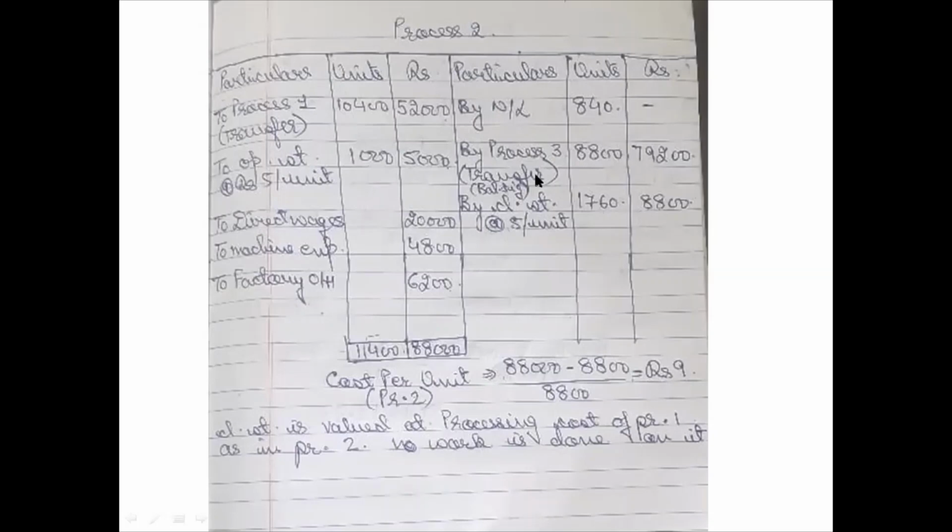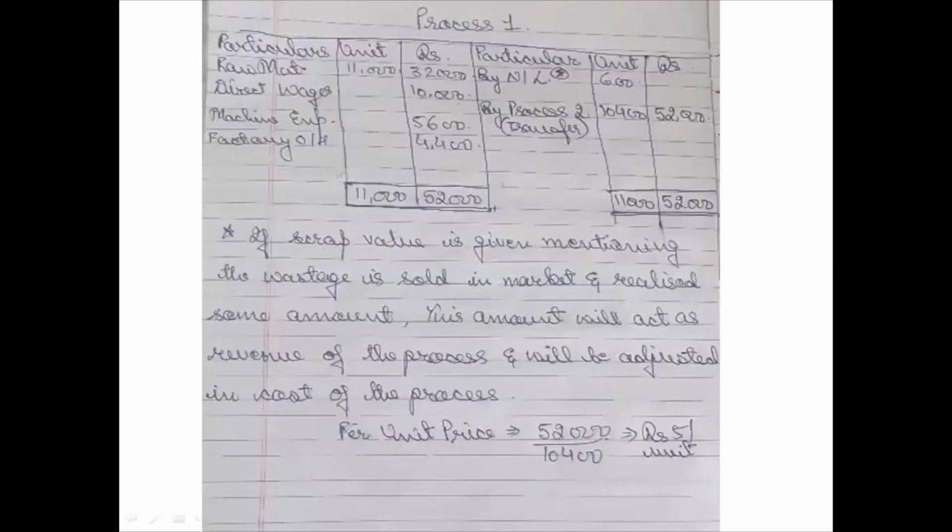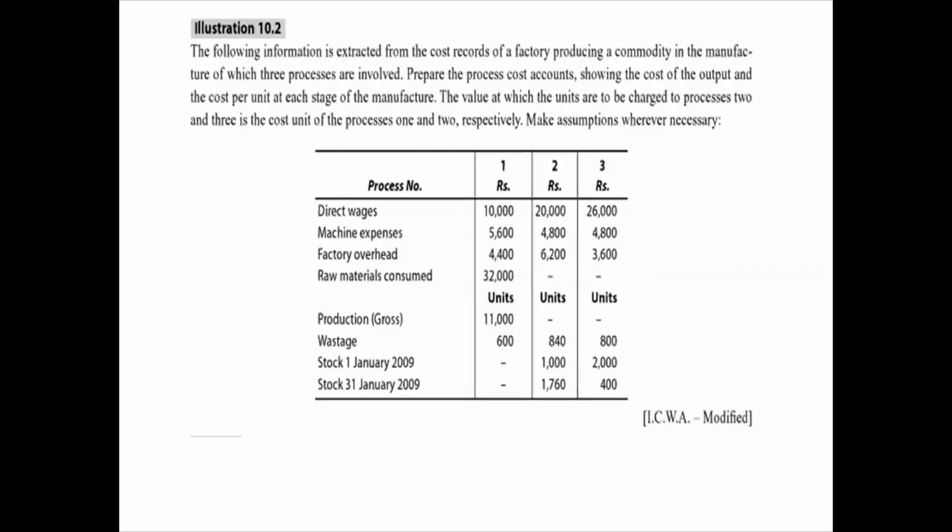Now let us come to the output side. In the output side we have some more elements added. Identify that two values are already given to you. First is the wastage. How much wastage was observed in process 2 is 840 units. And how much is the closing stock, which is not processed and still lying in process 2? The closing stock of process 2 is 1760 units.